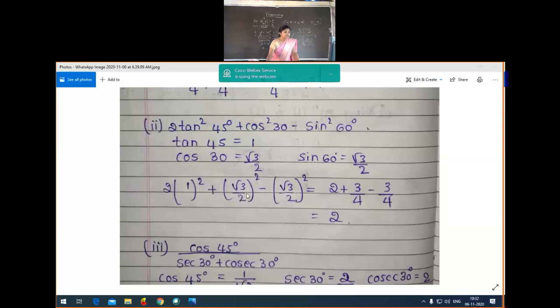Root 3 by 2 whole square, in the sense we have to apply that square for both numerator and denominator. Root 3 whole square is 3 only. 2 whole square is 4. Then minus, again root 3 whole square is 3, 2 whole square is 4. So after the simplification, plus 3 by 4 minus 3 by 4 get cancelled. Are you observing this one? So the answer is 2.